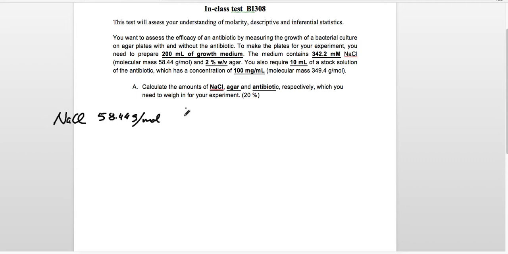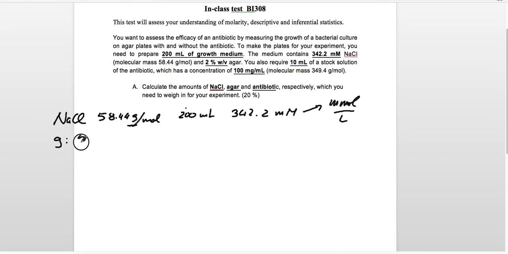And it says we should make 200 milliliter of 342.2 millimolar solution, which can also be written as millimole per liter. And the easiest way to do that is with dimensional analysis. So we are looking for the amount of grams that we have to weigh in. So this is grams. Do we have grams anywhere? Yes, we've got grams here.